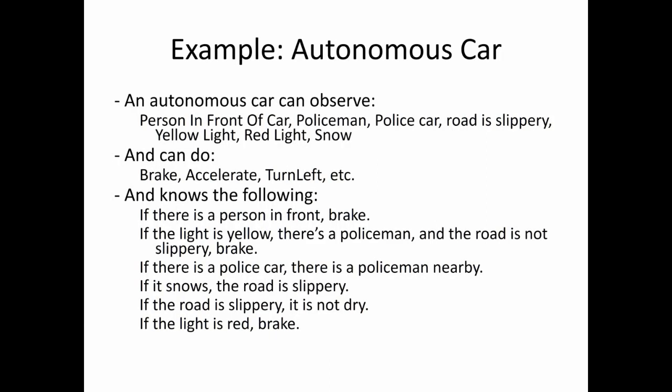Another example is autonomous car. Say the autonomous car can observe things like, is there a person in the front? Is there a policeman? Is the road slippery? And so on and so forth. And then say the possible actions are brake, accelerate, turn left, and so on. And this is our knowledge that we start off with, which is if there's a person in front, you have to brake. If the light is yellow and there's a policeman and the road is not slippery, then brake. And then, a few other knowledge that we have.